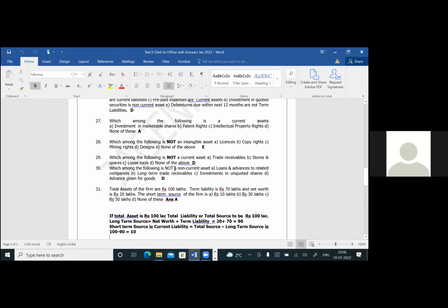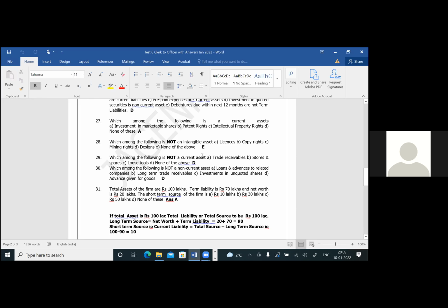Question number 29. Which among the following is not a current asset? Trade receivables. What do you mean by trade receivables, sir? Sundry debtors, the money you have to get. Trade receivables. So stores and spares, loose tools, none of the above. So what is a current asset? Trade receivables is a current asset.